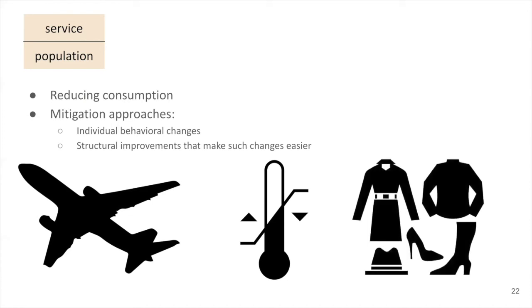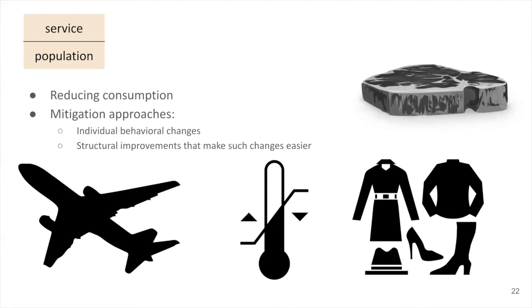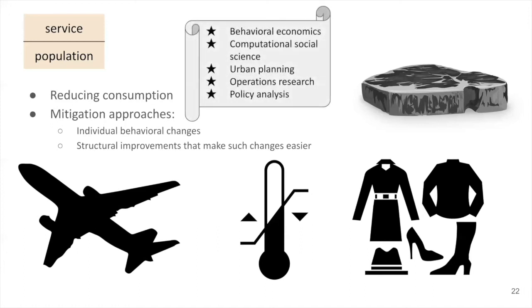And also consuming less goods where there's a lot of carbon embedded in producing and transporting those goods. The last example I want to mention here is consuming less meat, which is very important for the land use sector, so I'm going to get into that later. And we have several fields and areas that are concerned with these kinds of problem settings. One important one is behavioral economics and computational social science, but also urban planning, operations research, and public policy and policy analysis.